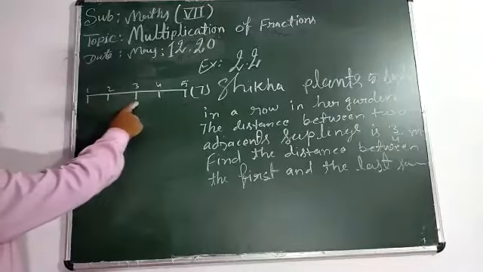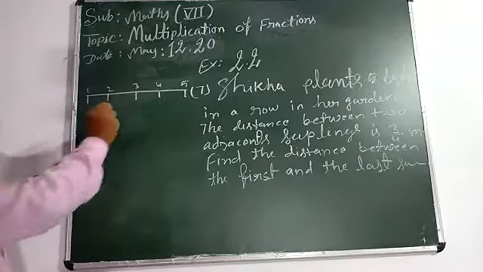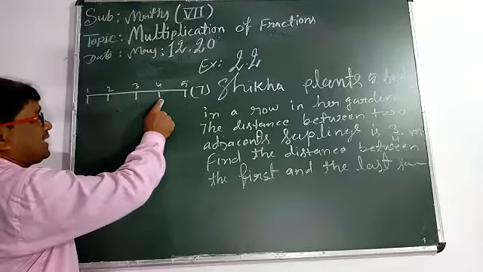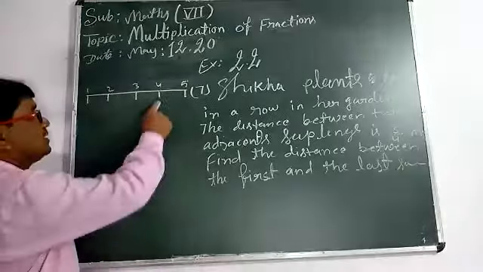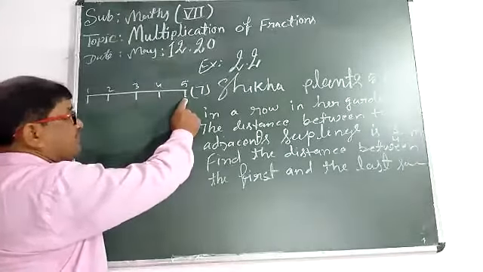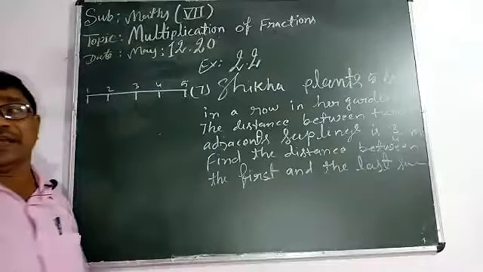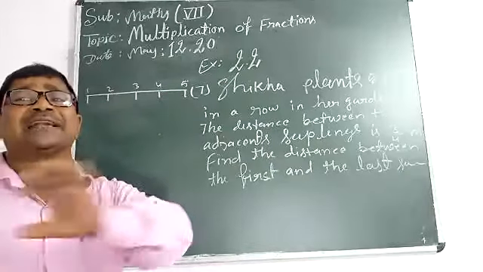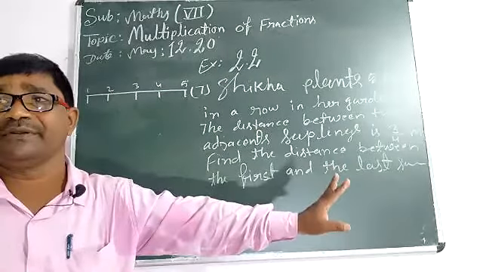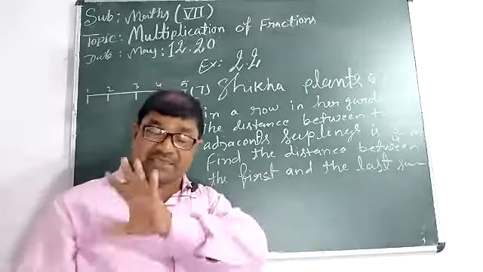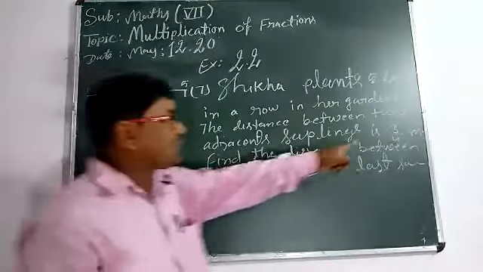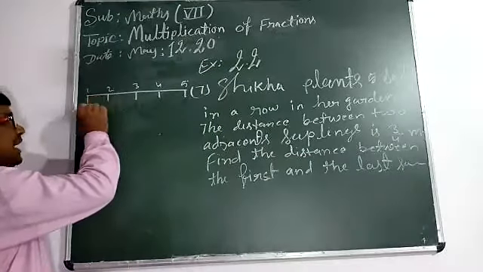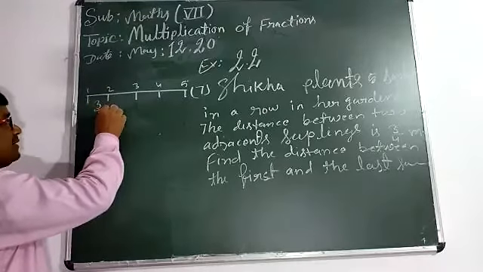Now student, this is the second, that is the third. So these two are called adjacent saplings. This is the third, that is the fourth. So these two are called adjacent saplings. This is the fourth sapling, that is the fifth sapling. So these two are called adjacent saplings. Distance between two adjacent saplings anywhere, कहीं भी, is given 3/4 meter.